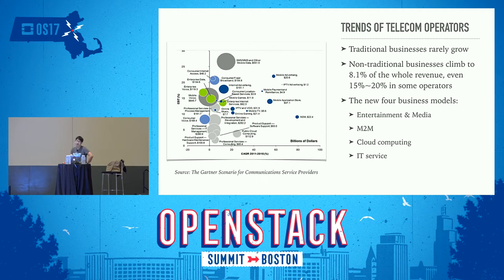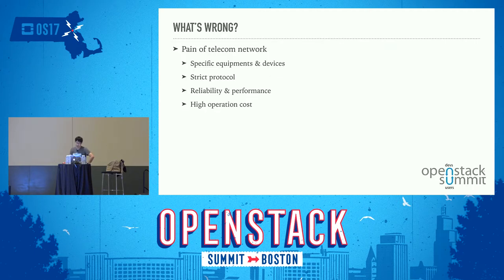So if you go to the marketplace today and check out what the telecom operators are doing, you will notice that they are doing new business. But Gartner also found that there are still new problems happening with this new business model. One of the most severe problems is the so-called pain of the telecom network. It mainly means that the network in a telecom operator company is always composed of specific equipment and devices, and they have to follow strict protocols, which is quite different from what we are using today. It requires high reliability and high performance, but also high operation cost.